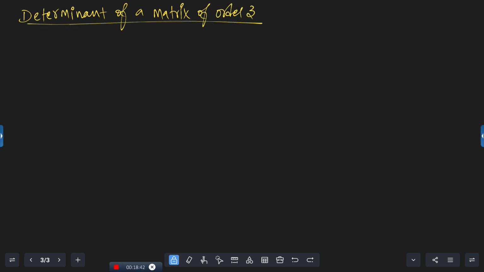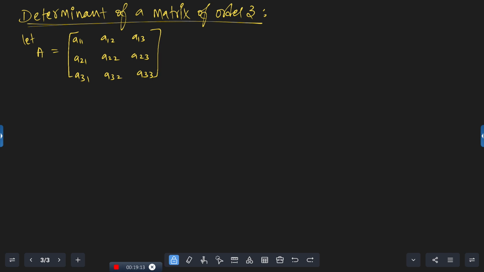Order 3 means n value is 3 here. So A is equal to, listen children, I'm taking the matrix A11, meaning first row, first column, and A12, A13, like that. Second row, first column, second row, second column, second row, third column. In the same manner, third row, first column, third row, second column, third row, third column. Like that, I'm taking a matrix.